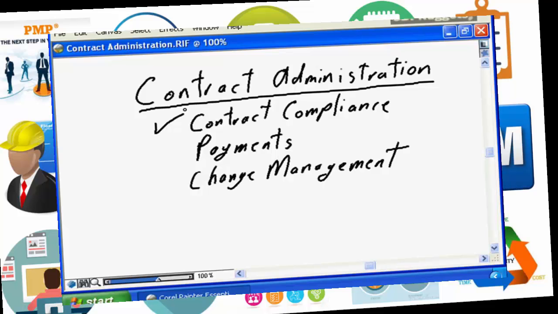Because the contract is a legally binding document, it's important that both parties, the buyer and the seller, adhere to all terms and conditions of a contract. I'd like to relate to you a personal experience I had where I didn't manage the terms and conditions of the contract properly and had a contract canceled on me.